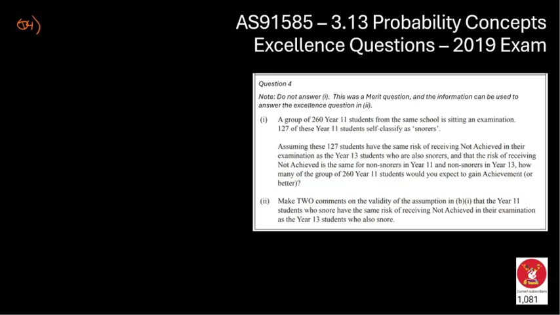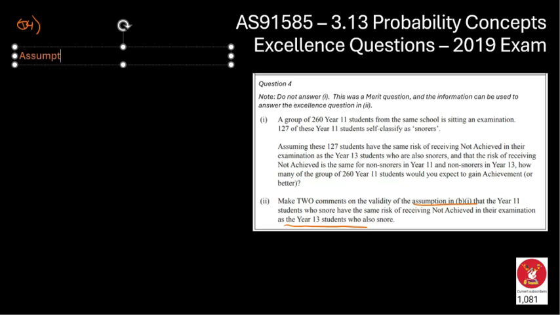So make 2 comments about the validity of the assumption made that the year 11 students who snore have the same risk of not achieving as the year 13s who snore. And that assumption kind of came from the previous question up here. Okay, so when thinking about it, if you read the question above here, the first half of it talks about the same risk of getting a not achieved as the year 13 counterpart. So it kind of assumes that getting a not achieved for year 11 should be the same as getting not achieved for the year 13.